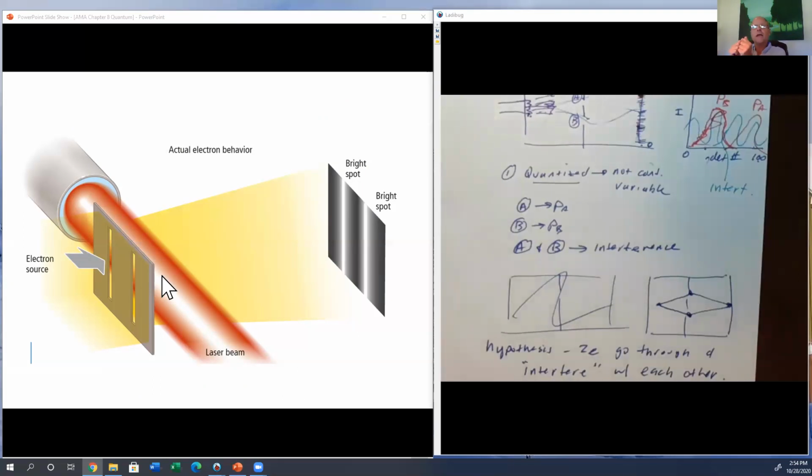So if the electron is breaking in 2 and going through both slits, then what do you expect? A double flash at the same time, right? So you say, okay, great, I'm going to catch this electron doing its thing.